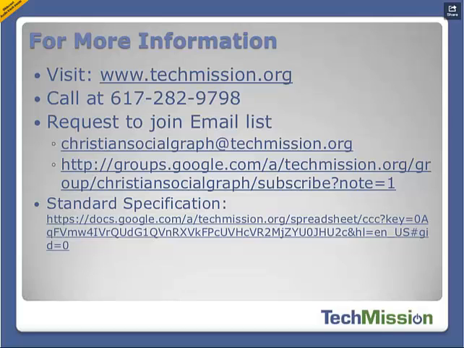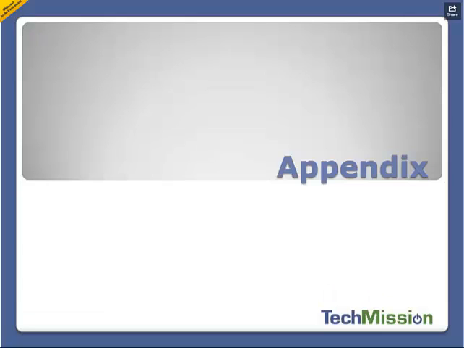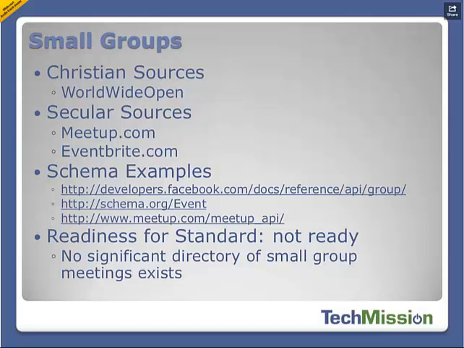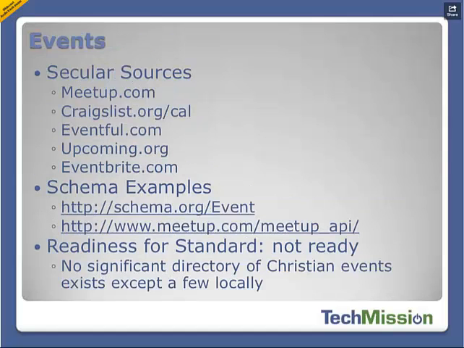The appendix I just want to touch on real briefly. I didn't want to go into all the details, but for other elements of the social graph, we've also done some research. Churches: there's a lot of groups that have data. Schema.org actually has a church schema, and I don't think that's yet ready for standards, though. Small groups, I also don't think is ready for standards. Meetup and Eventbrite are the best sources. A lot of churches are posting their small group opportunities on Meetup. Events: Meetup, Eventful, Upcoming and Craigslist are all big local event directories. Christians should be represented in that space, but they're not. I don't think we're ready on that.